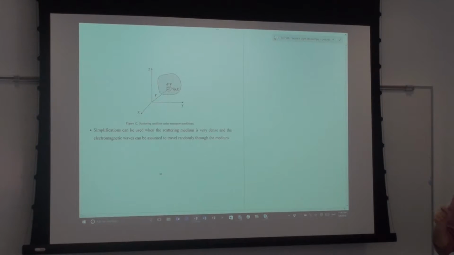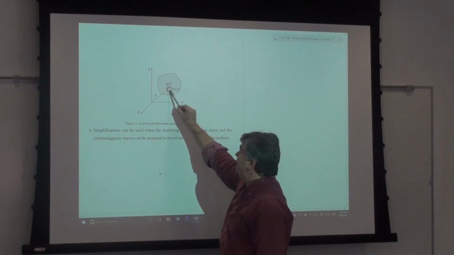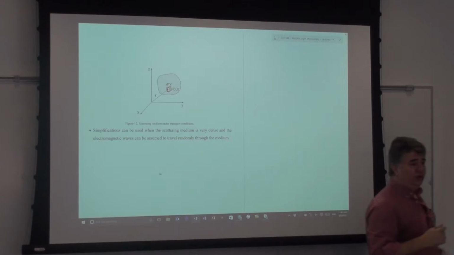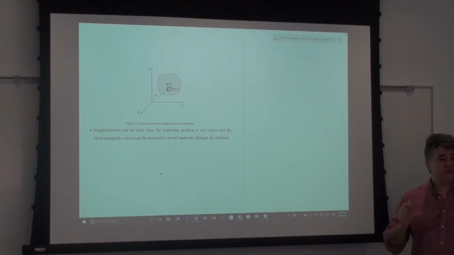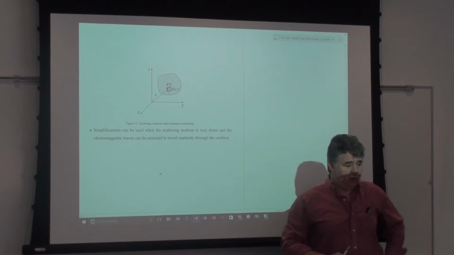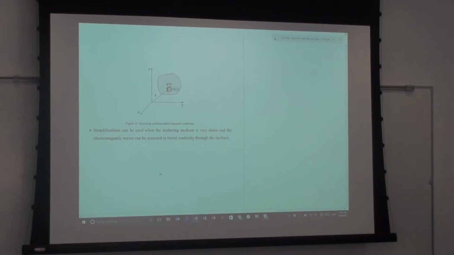In order to do that, we take an elementary volume, and we keep track of the energy coming in and the energy coming out. That is called the transport theory, energy transport. This theory was developed in great detail in the context of nuclear physics. Are you from nuclear engineering? There we go, so you know all about that.